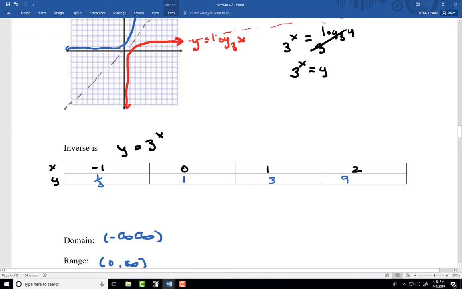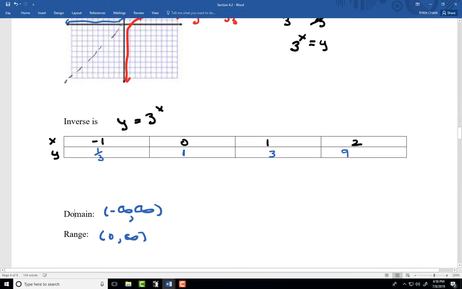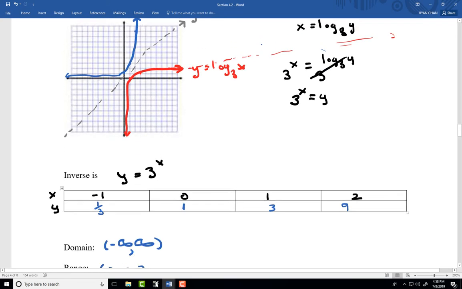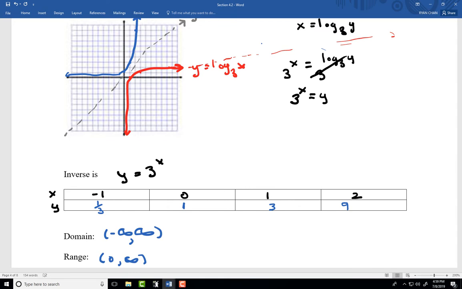And here's the thing, you can see this. If you take a look back here, let me just erase this. If you look at this from left to right, you can see that the domain is all real, but then my range only starts from 0 to infinity as well. So that's something to keep in mind.